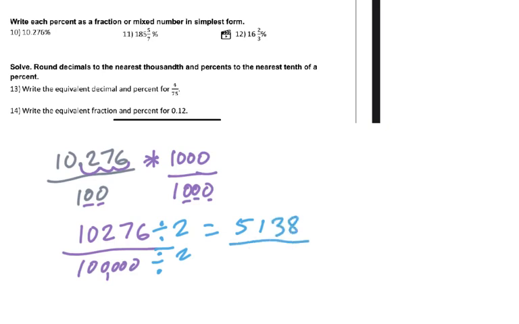And half of 100 is 50, so this is 50,000. Okay, so it worked with 2. These are still divisible by 2. So we'll do it again.